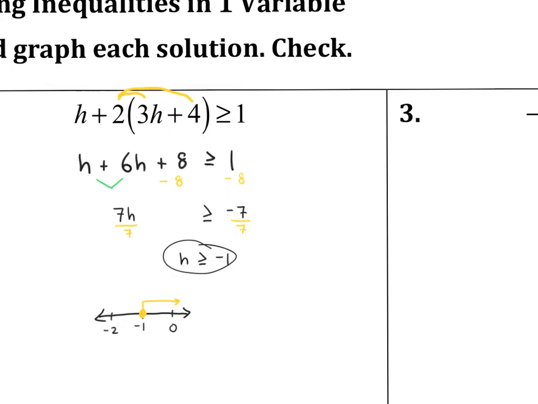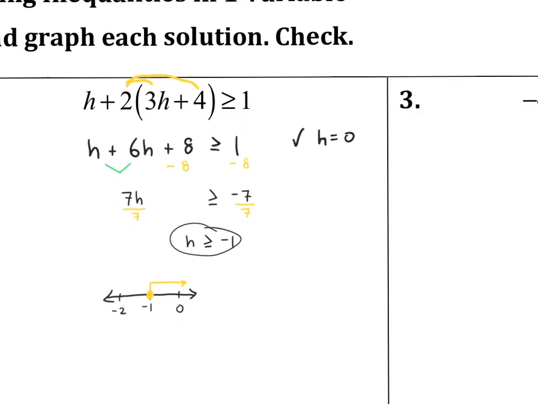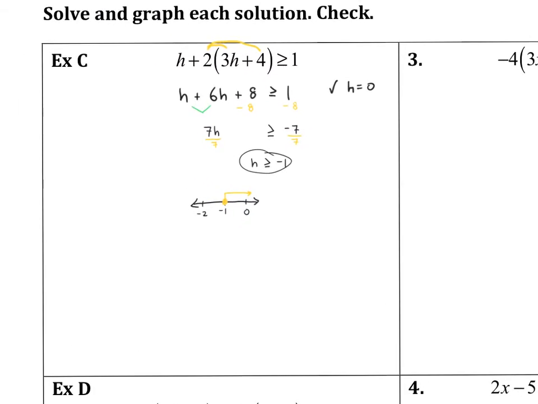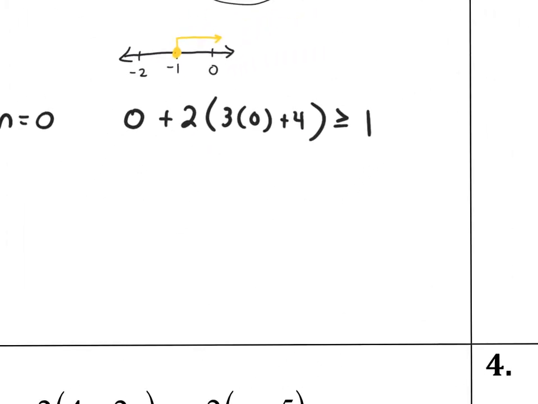So for my check, I'm going to say h is 0. You're going to notice I check 0 a lot because 0 is one of the easiest numbers to manage. I'll run out of space over there, so I'm actually going to do the check underneath here. Check h equals 0. So when I plug things in, I get this: 3 times 0 plus 4, greater than or equal to 1, like so.